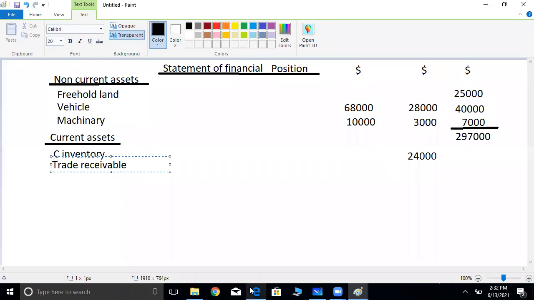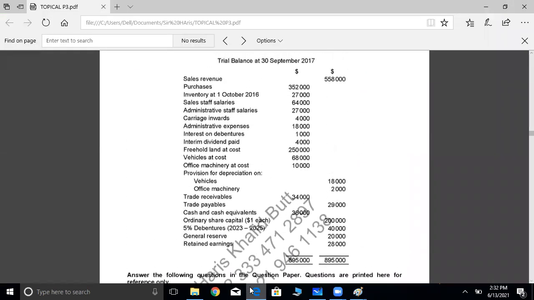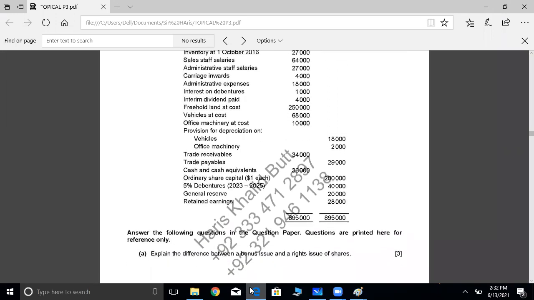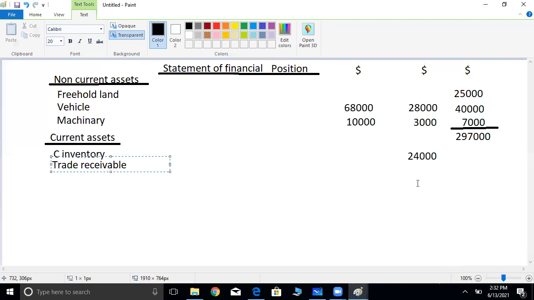ट्रेड रिसीवेबल हम देखते हैं कि कितने दिए हुए हैं सवाल में. कैश एंड कैश इक्विवेलेंट. Trade receivables are given 34,000 and cash and cash equivalent is given 36,000. 34,000 and 36,000, 60,000, sorry. Cash and cash equivalent are given 36,000. Sorry, बताता हूँ. एक मिनट. Trade receivable are 34,000. Next, cash and cash equivalent.